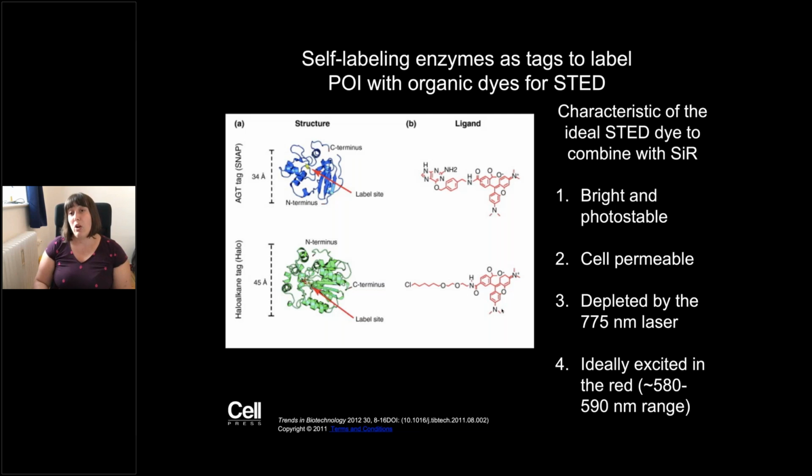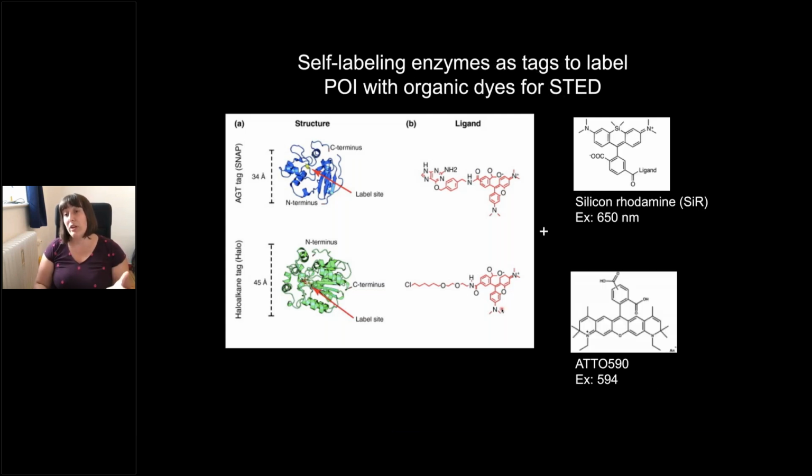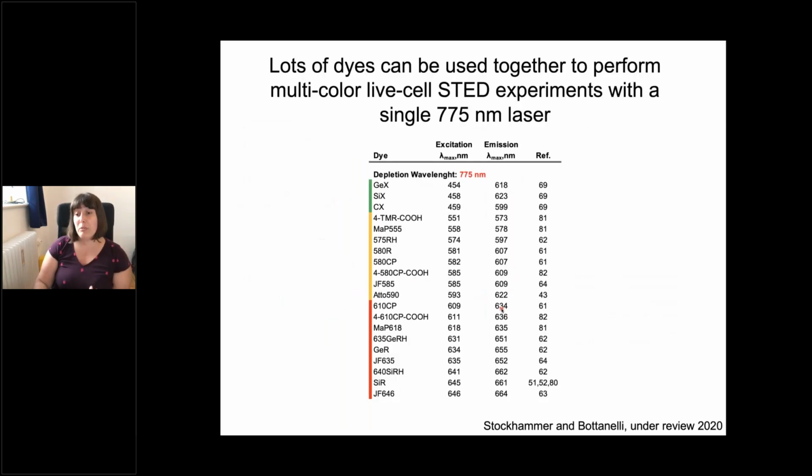So just to cut a very long search short, we used silicon rhodamine together with ATTO 590, which has all the characteristics that I discussed in the previous slides for doing two-color live-cell STED experiments. And in the last few years there have been an awful lot of developments, which I think Florian will go into in much more detail.